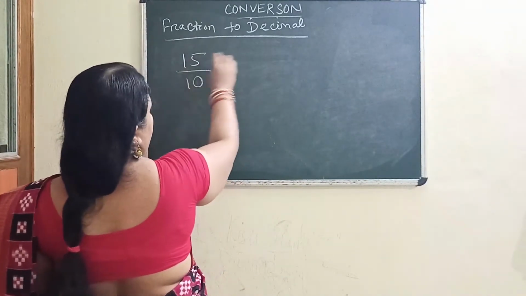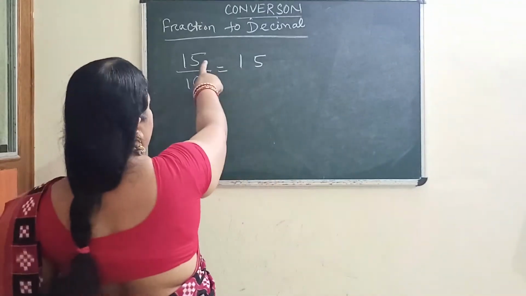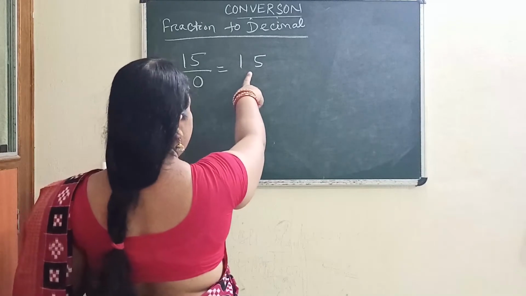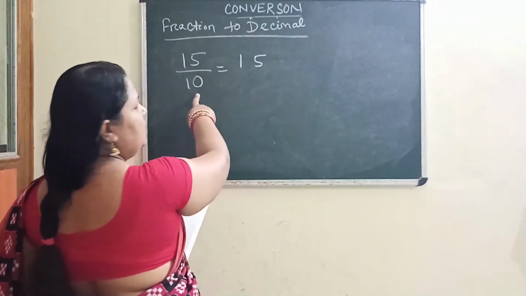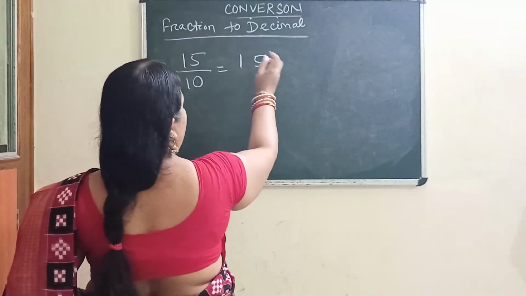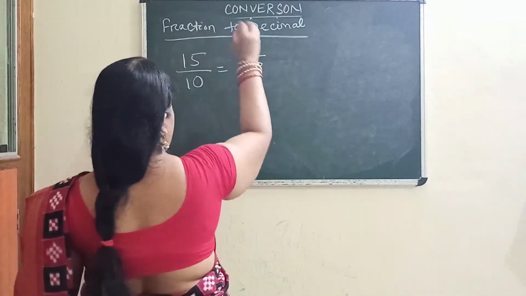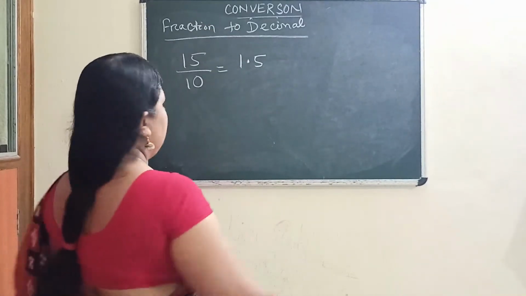Write this number, numerator you write simply. Then how many zeros are there in denominator? 1 zero. So what you will do? From the right side, leave that much of place and put the decimal point.